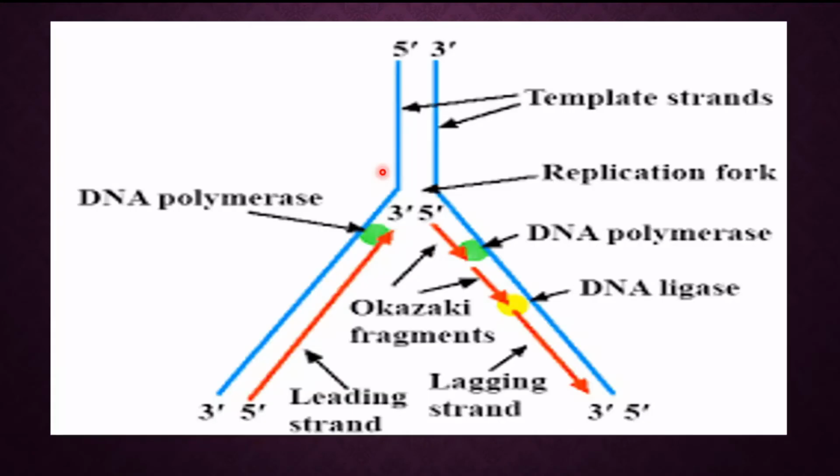I'll show you this with the help of a diagram. See this point, the point where the replication starts. Replication means division. The point where the replication starts is called the O point, or initiation point, or origin point. And the point where this replication ends is called the T point.